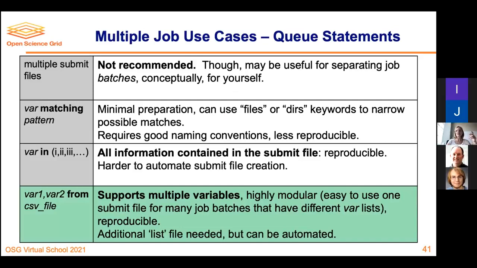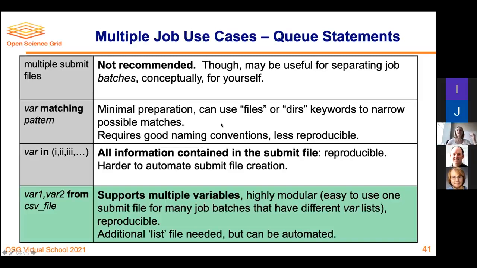It's highly modular, meaning that you could reuse the same submit file, but just change that list file. And because you've got a list, while that additional list file is needed, you've got a hard-coded record of what you did. So that one tends to have the most advantages for what most people are looking for. But if you like writing scripts that write your submit files, that may be something that makes the variable in, or the Q variable in option, a little more suitable to you, even with large numbers of variable values. And then at least you've still got them hard-coded and recorded for reproducibility in the submit file itself, but the submit file is not really as reproducible or reusable.